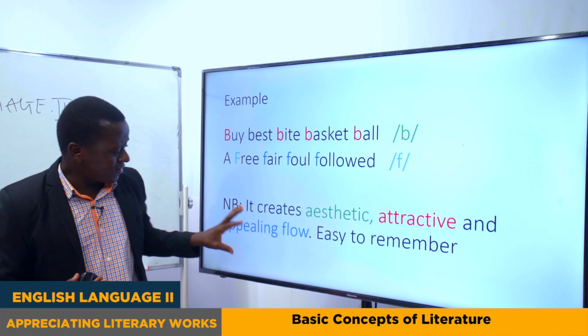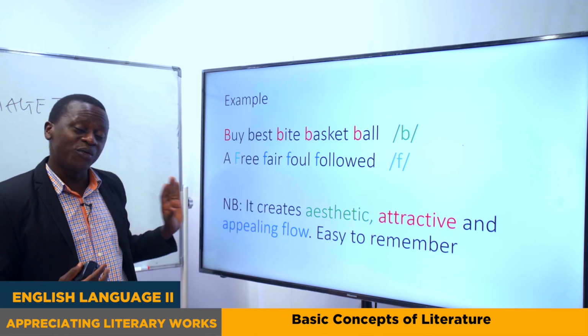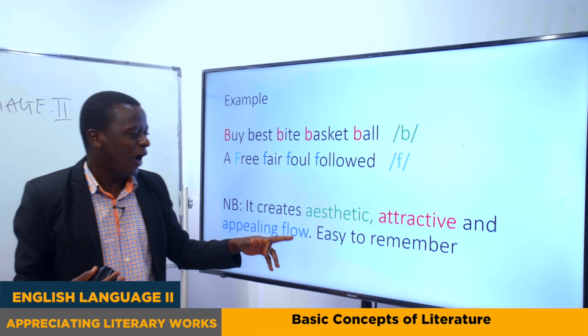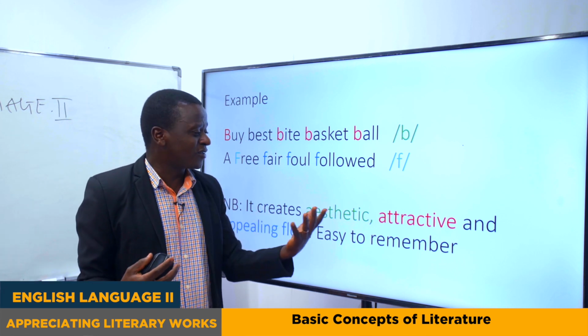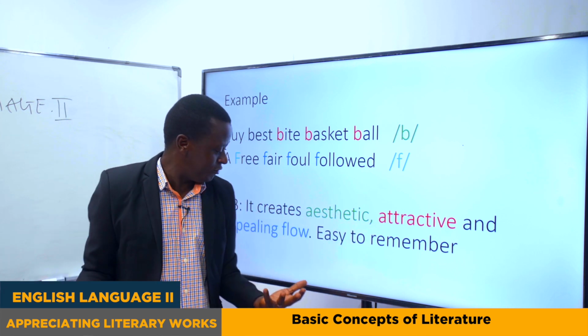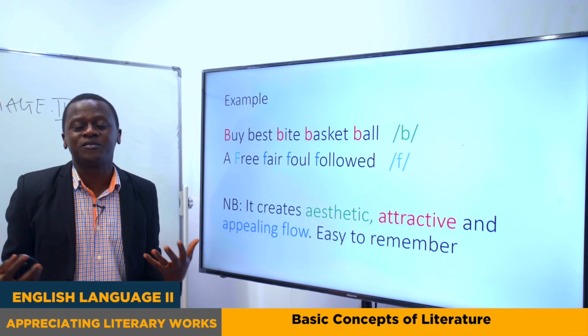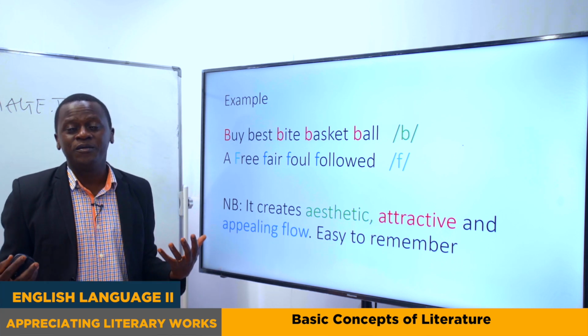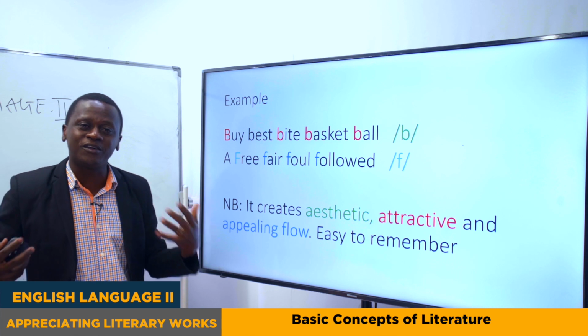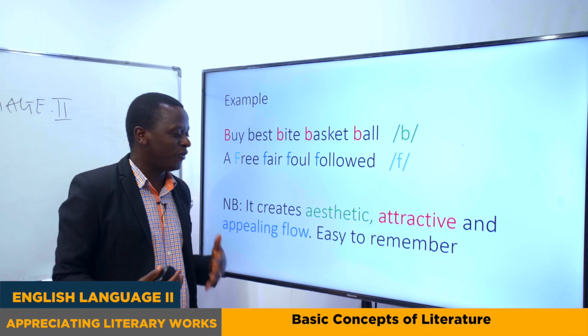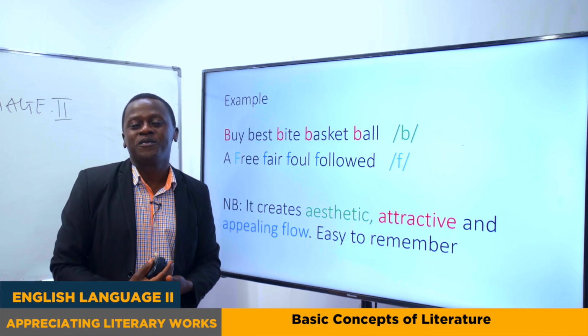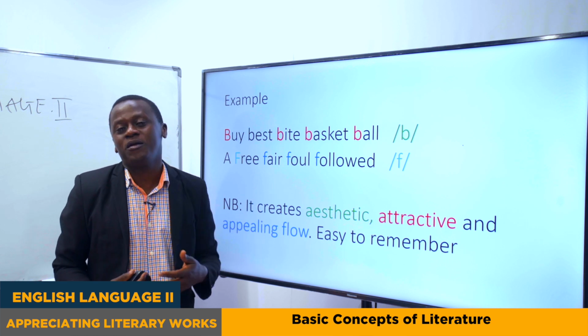Students, with alliteration, or with the sound device, they create aesthetic. They make a poem so attractive. Again, it appeals. Your feelings get evoked, and you find yourself enjoying and remembering the poem very well.